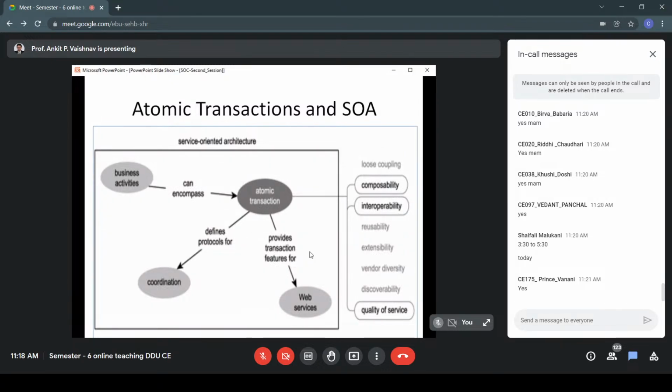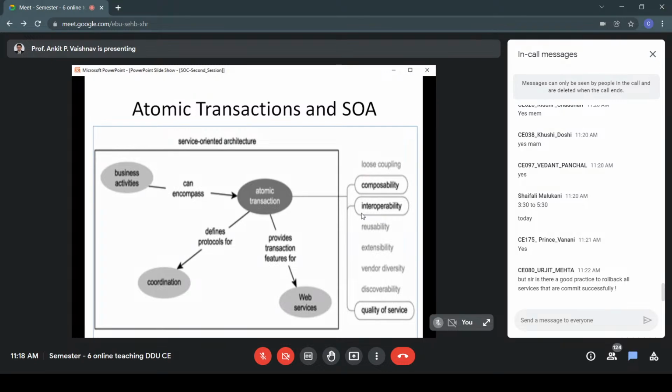Okay. So now let's see what the benefits of atomic transaction are, or the advantages we get after implementing atomic transaction. Atomic transaction supports composability because over here we are combining multiple services. It also supports interoperability. Why? Because this is not technology dependent. All the services that you will be implementing will be talking in terms of XML. So interoperability is going to be there, and we can say that interoperability is highlighted.